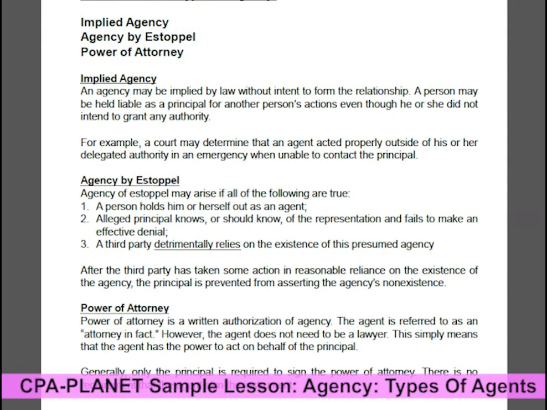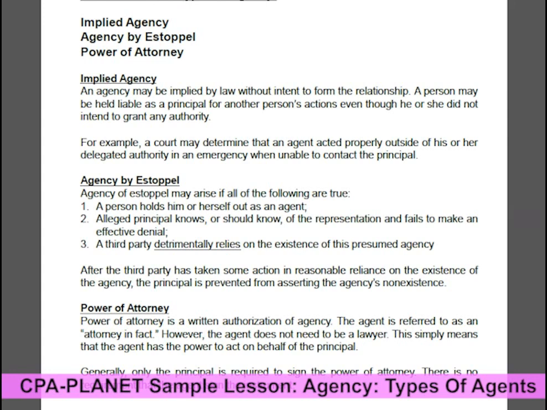Agency by estoppel, this may arise if a person holds him or herself out as an agent, if the principal knows or should know of the representation and fails to make a denial, and a third party detrimentally relies on the existence of the presumed agency. This is key. You've got detrimental reliance. So if someone holds himself out as an agent and the principal doesn't deny it, and then a third party enters into a contract with this agent and relies on it detrimentally, they lose money or something, then that's agency by estoppel. And it's a valid agency. And the principal is bound now.